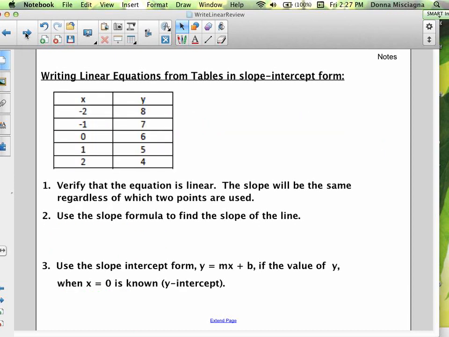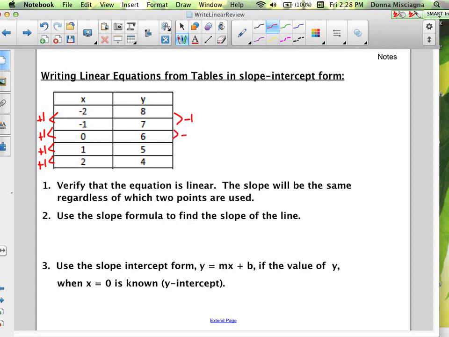Okay, so let's look at our x values. Increasing by 1, increasing by 1, increasing by 1, increasing by 1. The y values are decreasing by 1, 6 to 5, subtract 1. And okay, so we do have a constant rate of change, so this is a linear function, and it's linear because we have a constant rate of change.